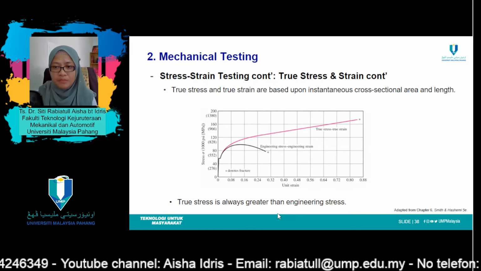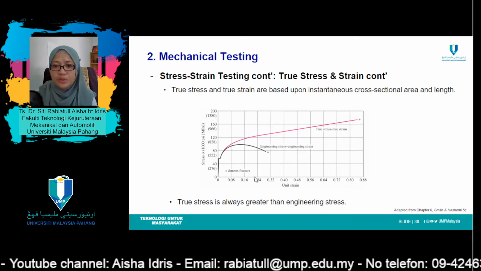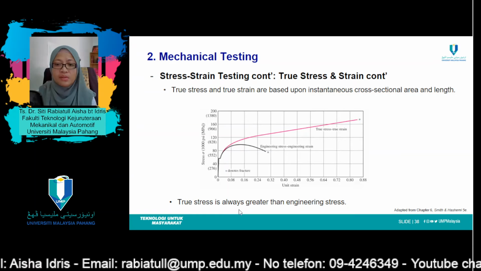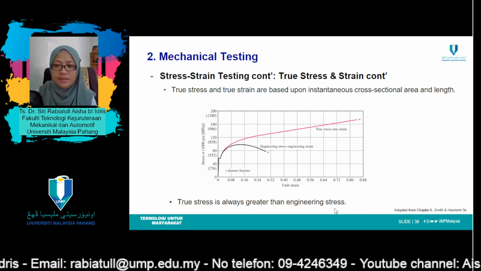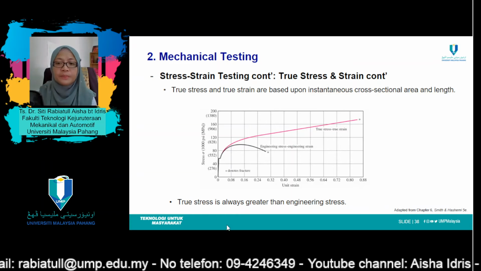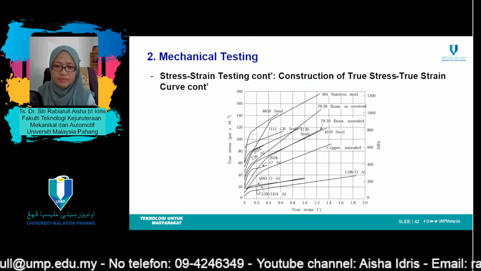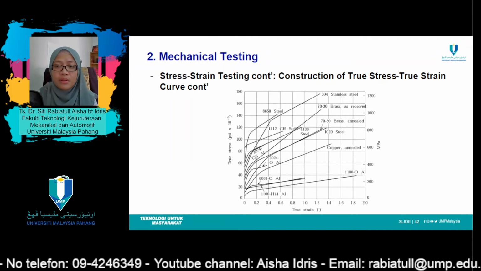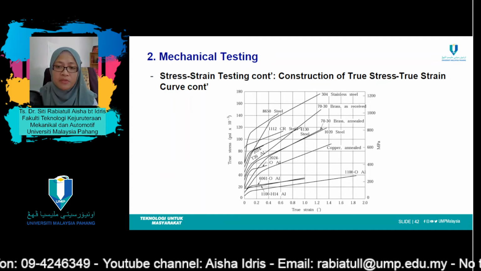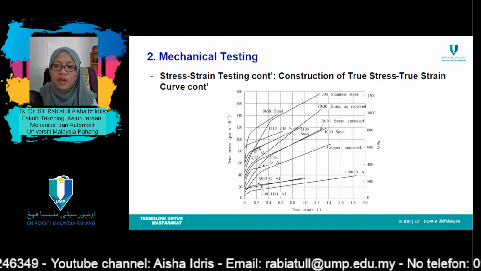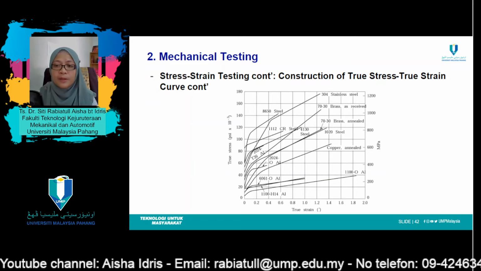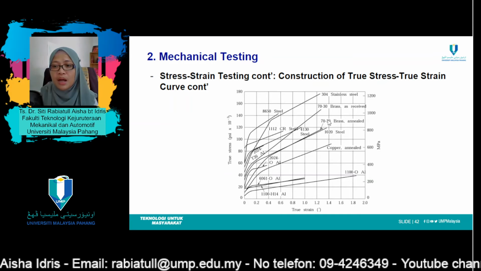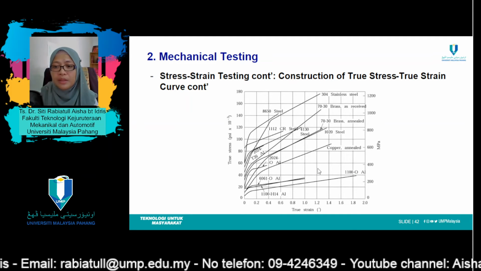And if you refer to this graph here, it states that true stress is always greater than engineering stress. Other than that, you may also want to refer to this table because it shows different types of materials obviously have different true stress and strain, like stainless steel, brass, copper, aluminium, and so on and so forth.